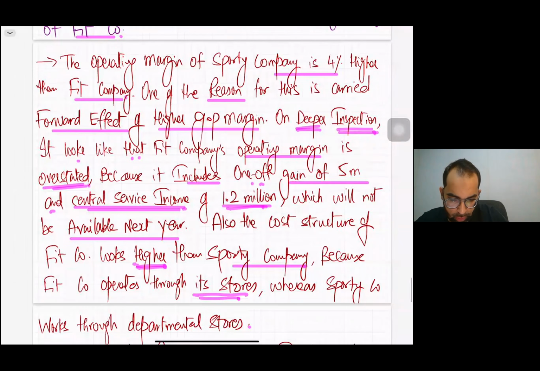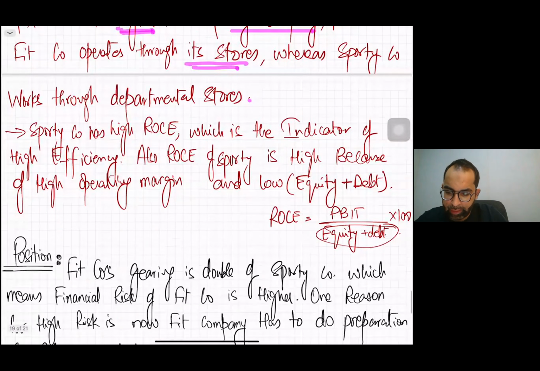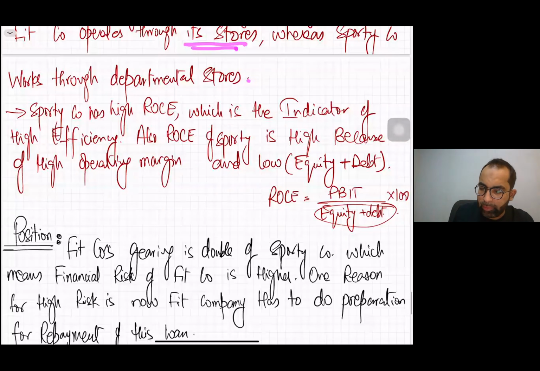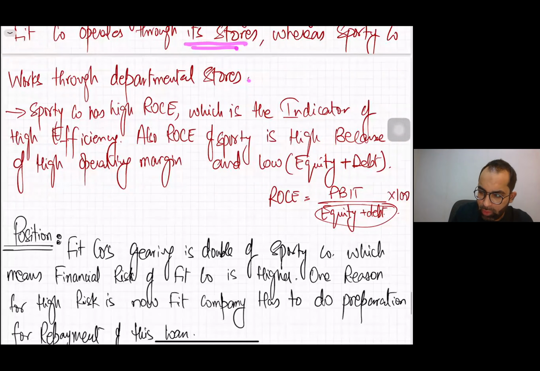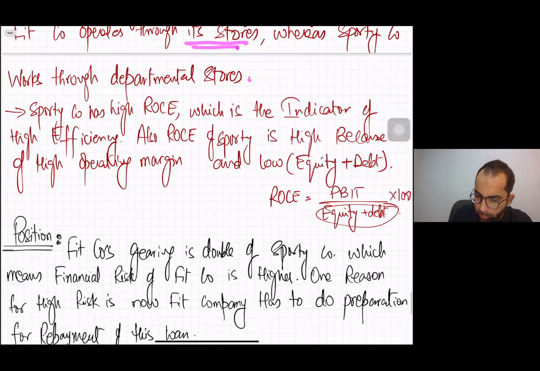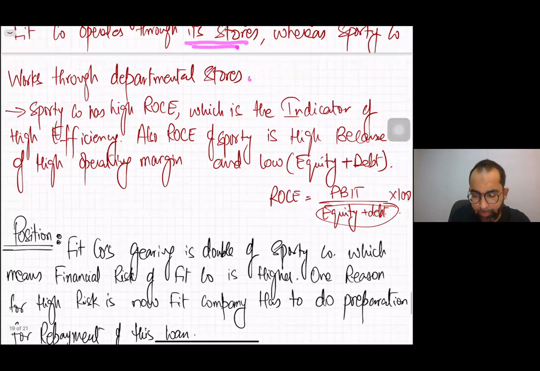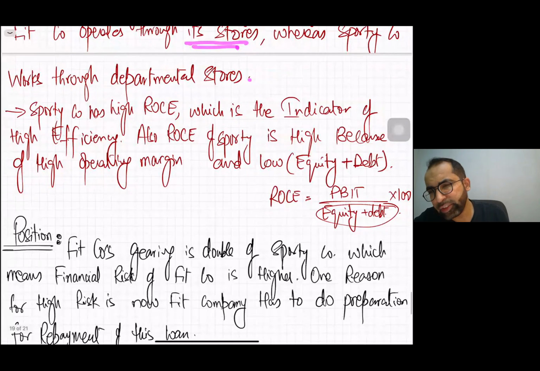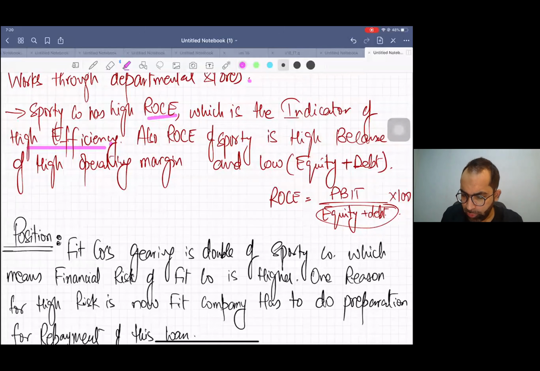Okay, now a little bit of discussion on ROS. See, Sporty company has high ROS, which is the indicator of high efficiency. I told you, ROS indicates the efficiency. Now, ROS of Sporty is high because of high operating margin. I told you ROS is the product of operating margin and asset turnover. So as Sporty has higher operating margin, that's one of the reasons for high return on capital employed.